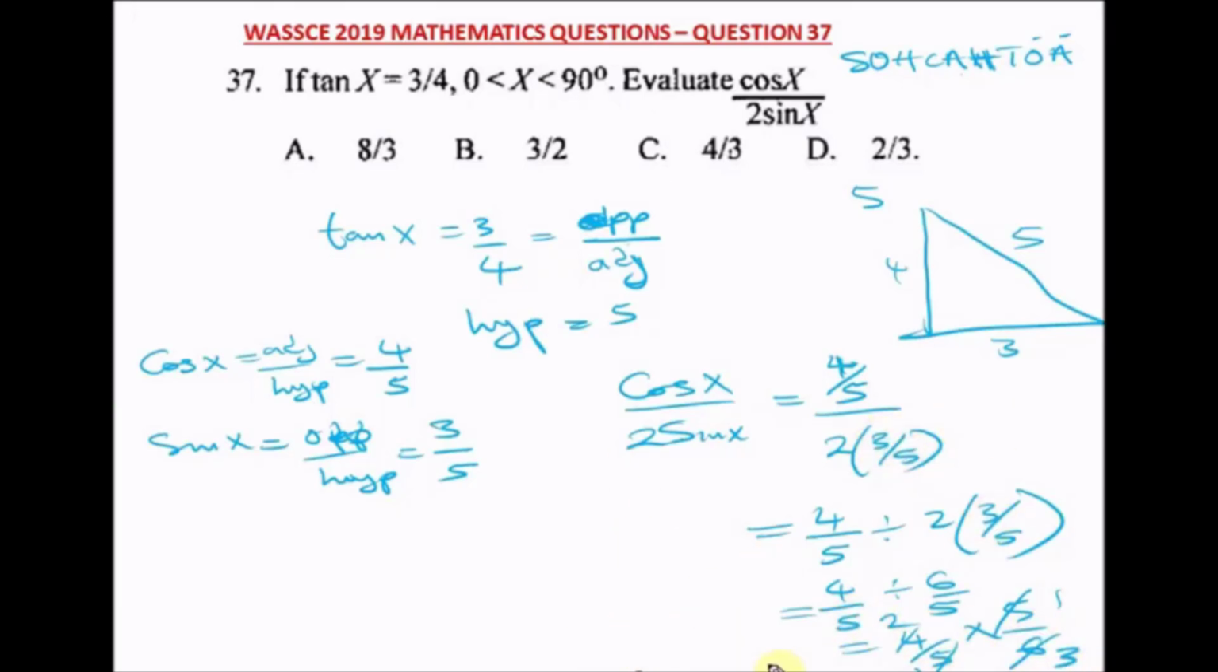So we're left with 2 over 3. Okay, this is our answer. The evaluation of cos x divided by 2 sine x is 2 over 3. And our right option here is option D.